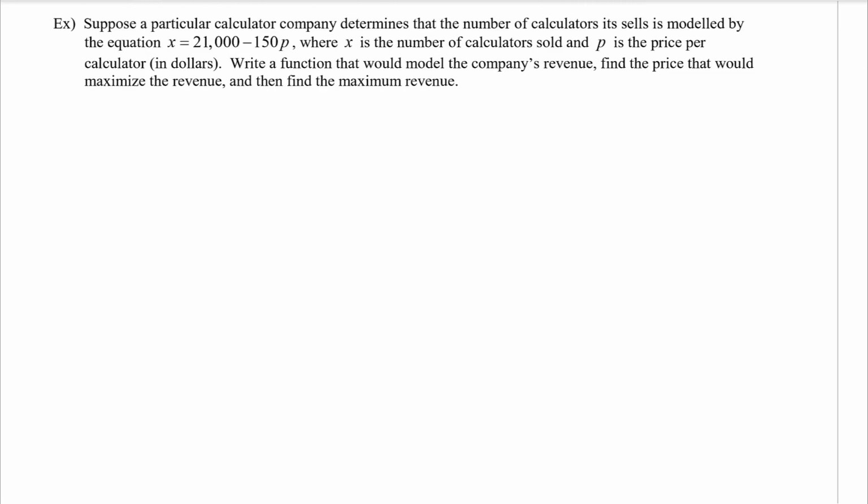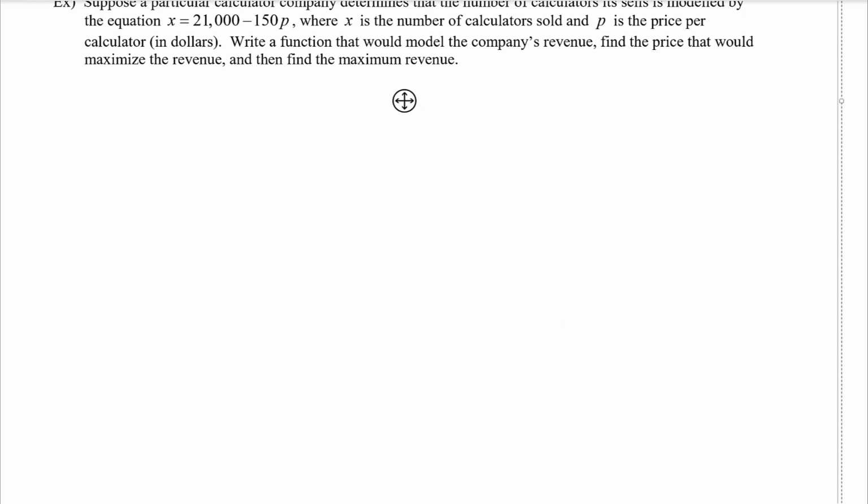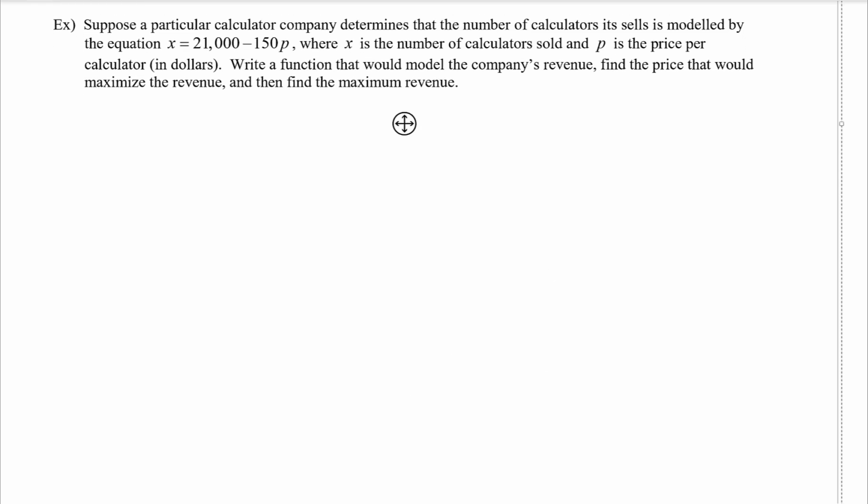All right, so let's finish this off by looking at another situation from economics, where a quadratic model would make sense. So suppose a particular calculator company determines that the number of calculators it sells is modeled by this equation. So we get x equals 21,000 minus 150p, where x is the number of calculators sold, and p is the price per calculator.